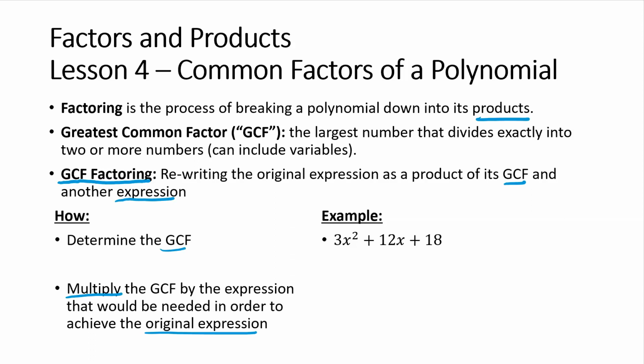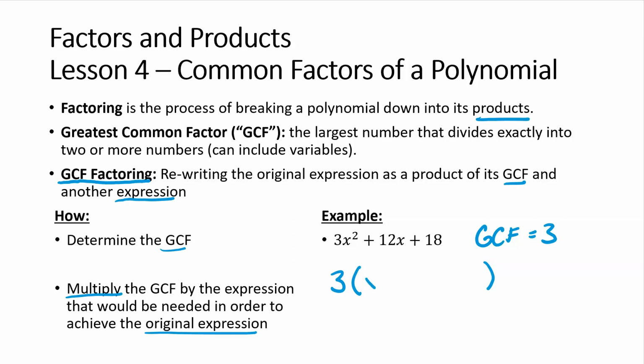3x squared plus 12x plus 18. 3 can be divided into any of those numbers, so the greatest common factor is 3. Our first step was just determining that greatest common factor. Then we take that greatest common factor and multiply it by some expression that is going to achieve for us the original expression.